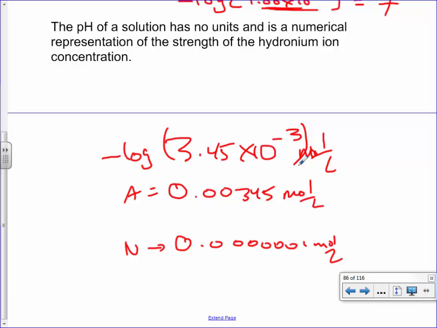I'm just pulling random numbers out of the air. I was just confused because I didn't know how you picked it. No, I'm picking random numbers. Okay. So, anybody type that in? Negative log 3.45 times 10 to the minus 3? 2.46.